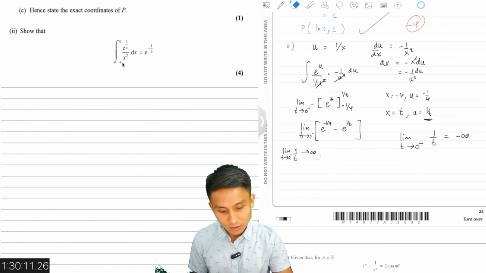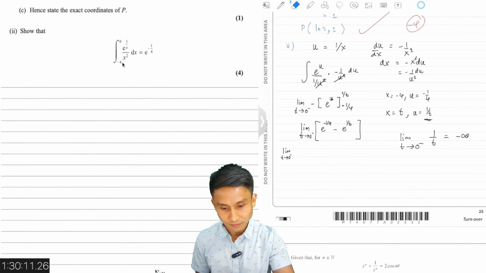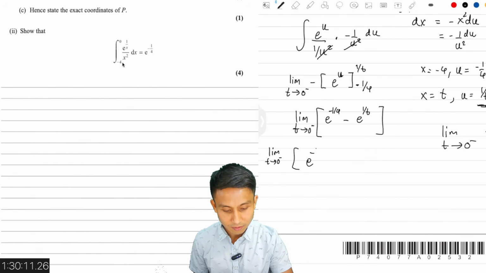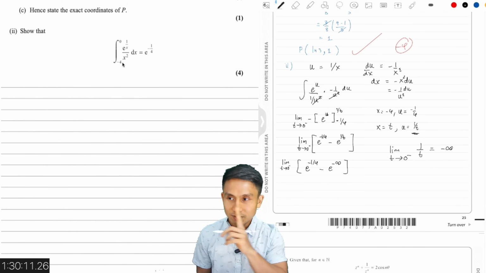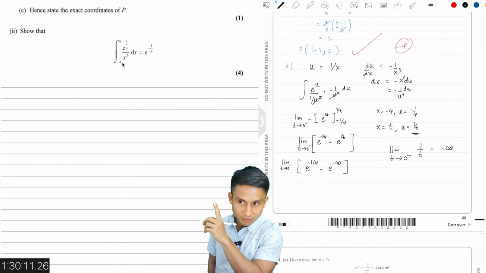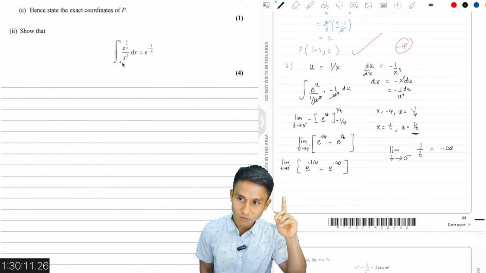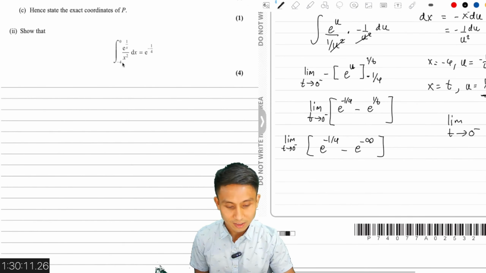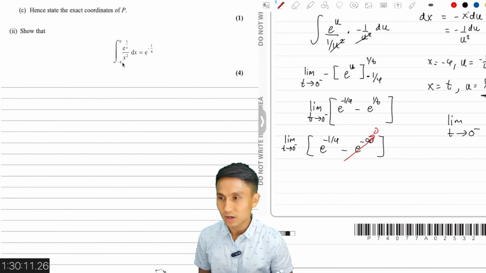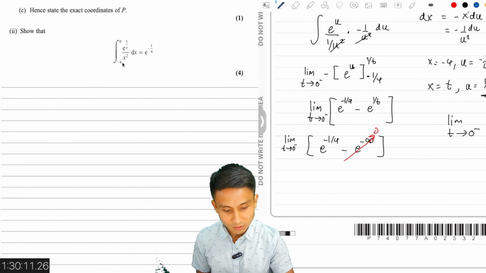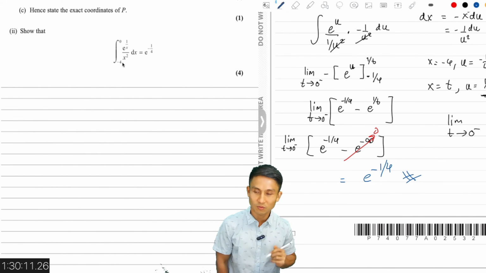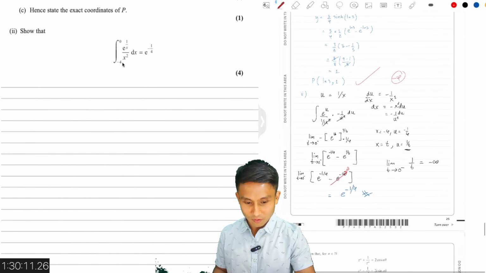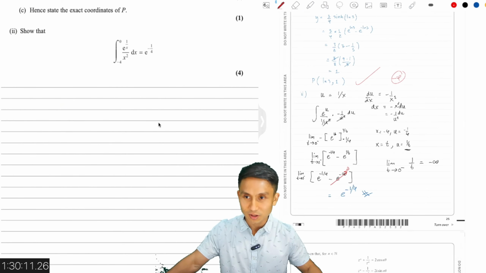So when you substitute in here, it's going to be e to the minus 1 over 4, and this will be e to the minus infinity instead, because 1 over t, with t going from negative to 0, will be negative infinity. And this will vanish to 0. So that's why we get e to the minus 1 over 4 as required from the question. All right, so that's where I went wrong. I didn't think about the improper integral.